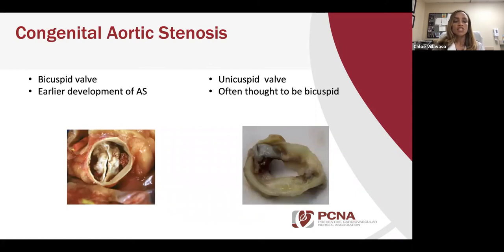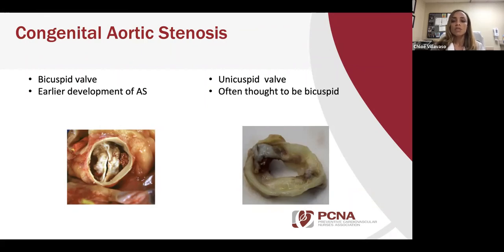Two types of congenital abnormalities that are found with aortic stenosis are bicuspid valves and unicuspid valves. Bicuspid valves contain 2 leaflets or cusps, and we know that on average, individuals with a bicuspid valve develop aortic stenosis about 10 years before individuals with a tricuspid valve.